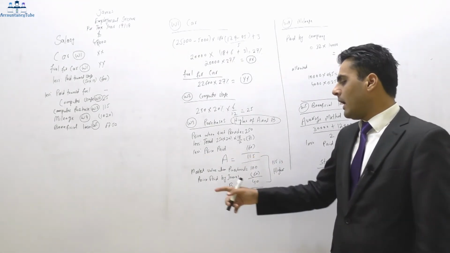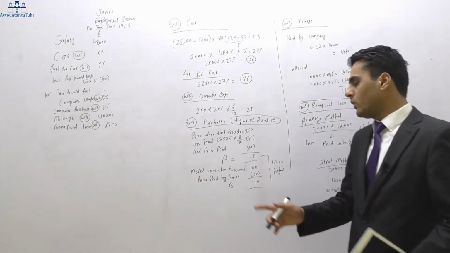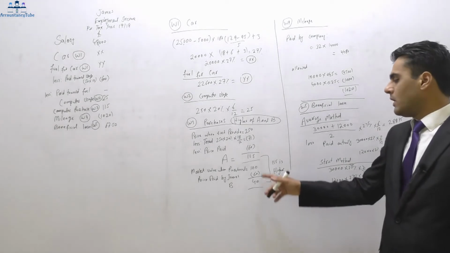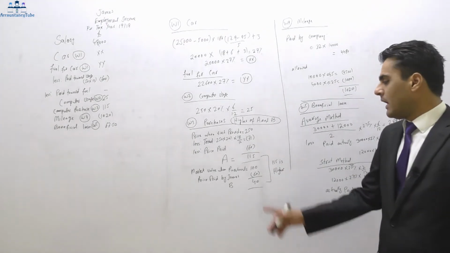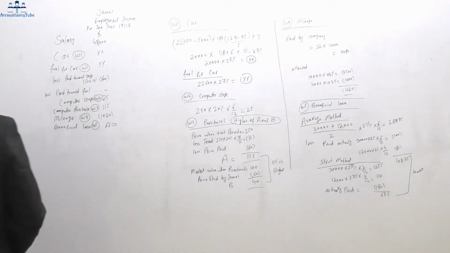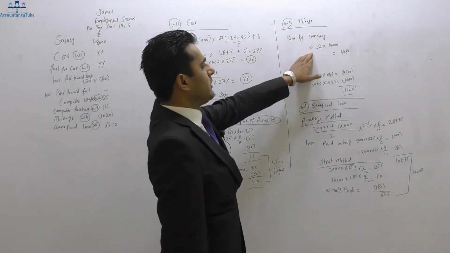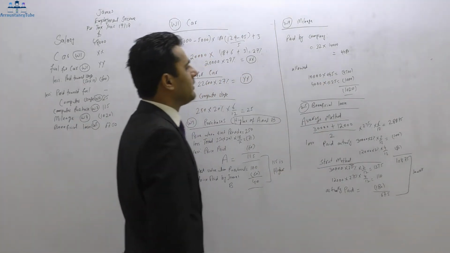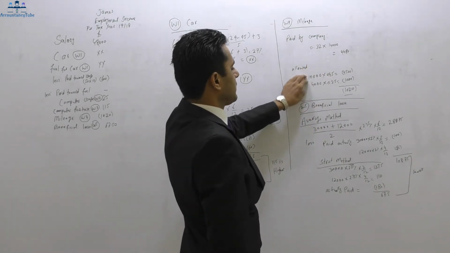So that is one. And the second method is we'll take the market value when we actually purchased as an employee, less the amount paid. Whichever is higher out of these two, we will take that one. 115 is higher, so that's why I've taken 115 here. Mileage allowance: mileage paid by the company is 0.32 multiplied by 14,000 miles. So that is actually paid. However, this much is allowed for tax purposes.